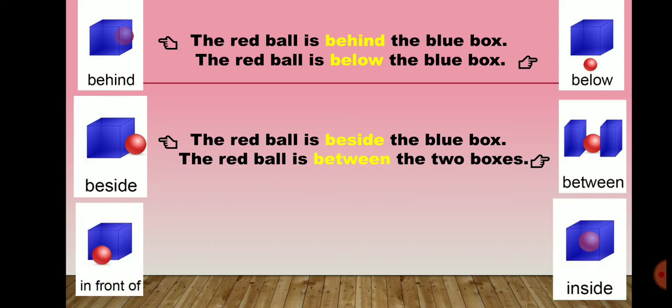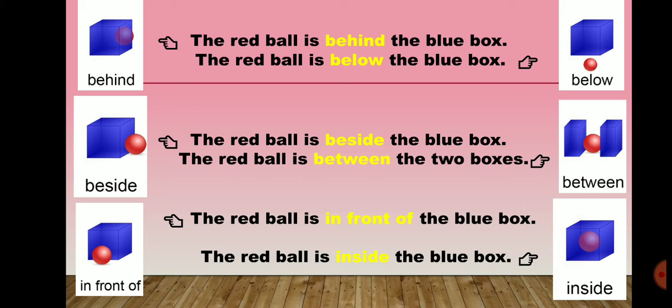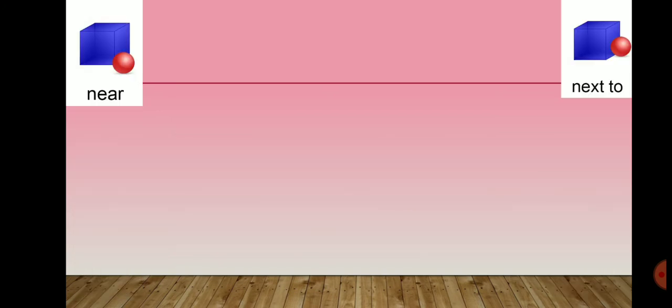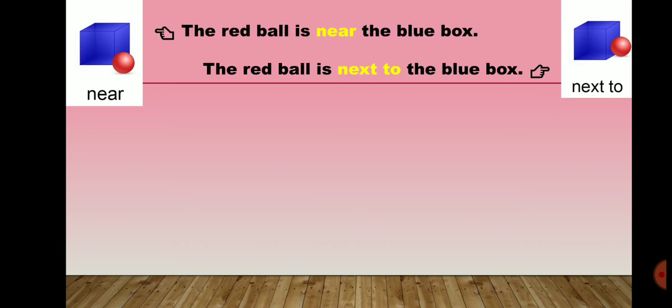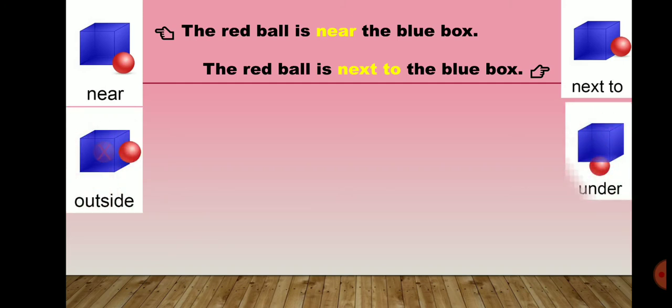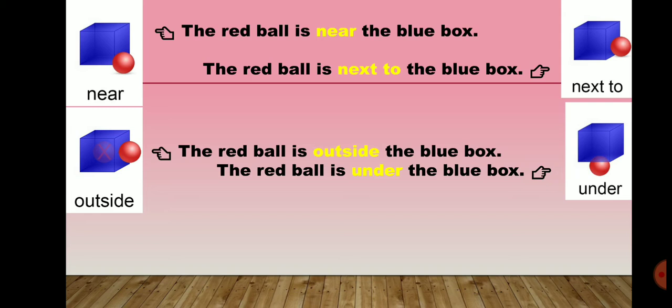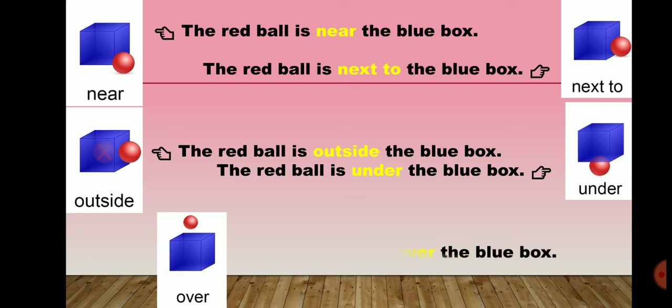In front of, inside. The red ball is in front of the blue box. The red ball is inside the blue box. Next is near, next to. The red ball is near the blue box. The red ball is next to the blue box. Outside, under. The red ball is outside the blue box. The red ball is under the blue box. And the last is over. The red ball is over the blue box.